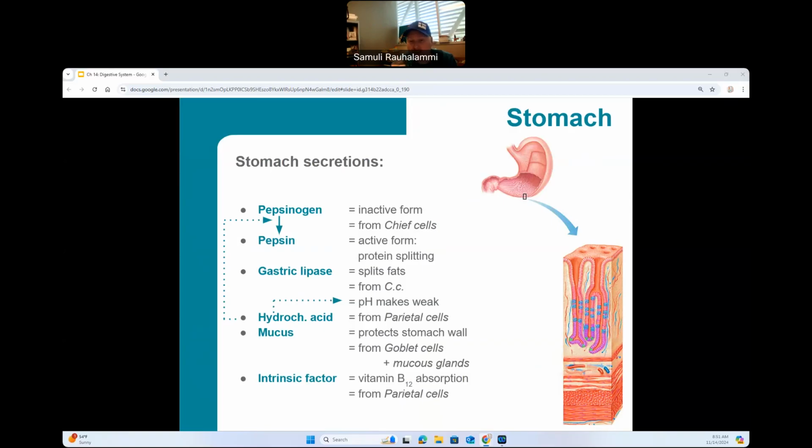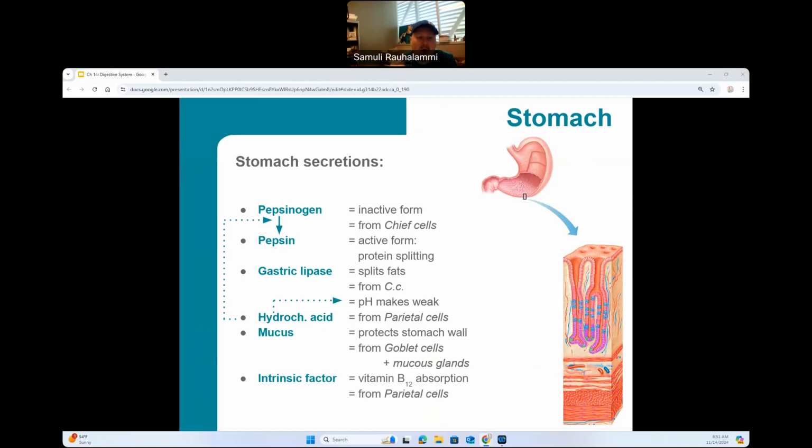We have already mentioned the stomach acid. It's secreted from the parietal cells. I also want to mention mucus. This is secreted both from goblet cells but also from the mucus glands. This is important in forming the thick inner lining of the stomach wall that really prevents us from digesting ourselves with the stomach acids. So we have this mucus layer protecting the wall. And finally, I wanted to mention intrinsic factor, which is secreted from parietal cells. This plays an important role in vitamin B12 absorption.